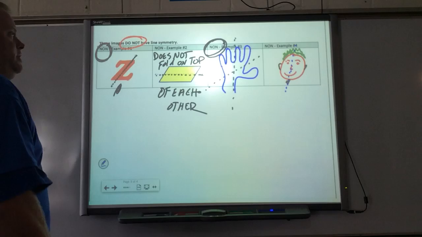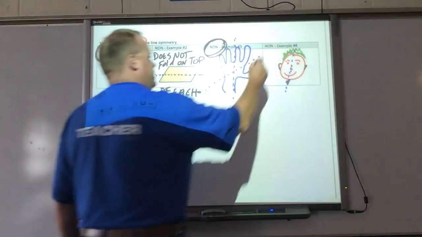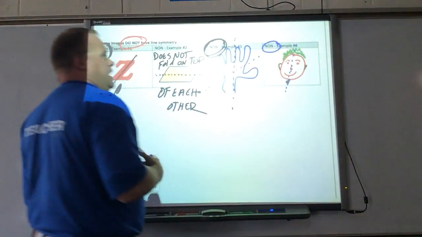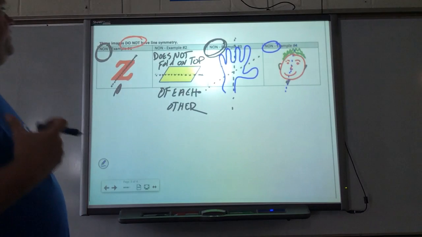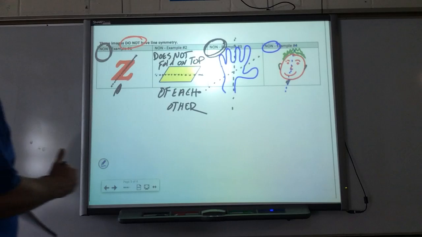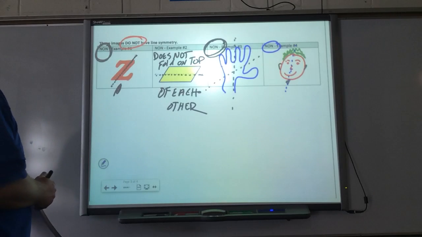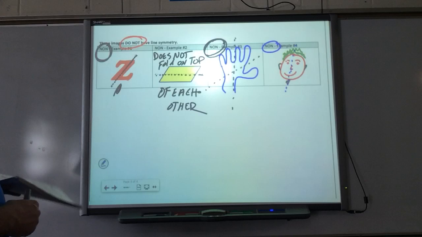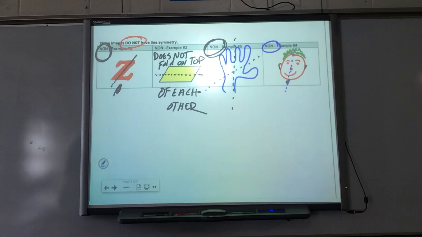Okay, so this would be another great example of a non-item, a non-figure of a line of symmetry. All right, because faces are non-symmetric. Any questions on these, please feel free to ask. Go ahead and pause if you need to, but these are good examples of non-images that do not have lines of symmetry. They are not symmetric.